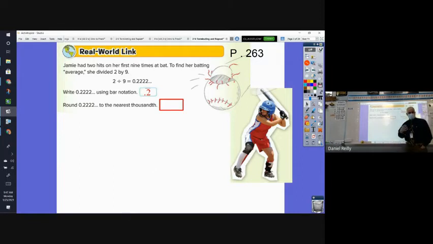We'll round them off to some number of decimal places. Batting averages are typically always rounded off to 3 decimal places, to the nearest thousandth. So what is this person batting? What's their batting average, rounded to the nearest thousandth? Marcus?